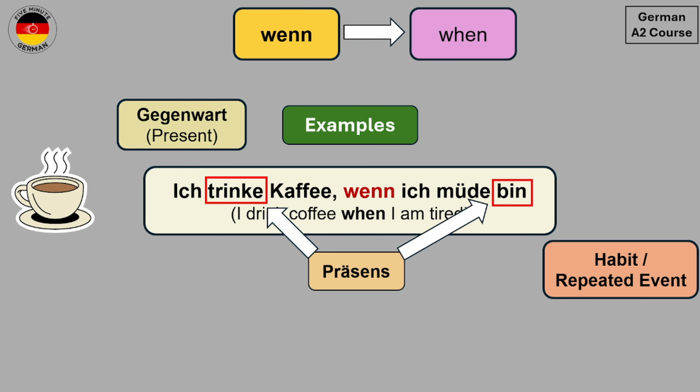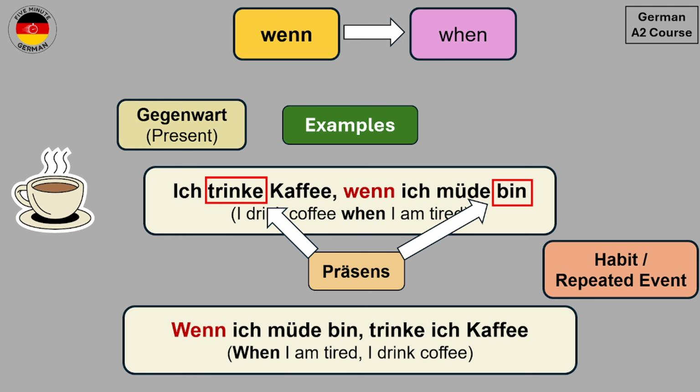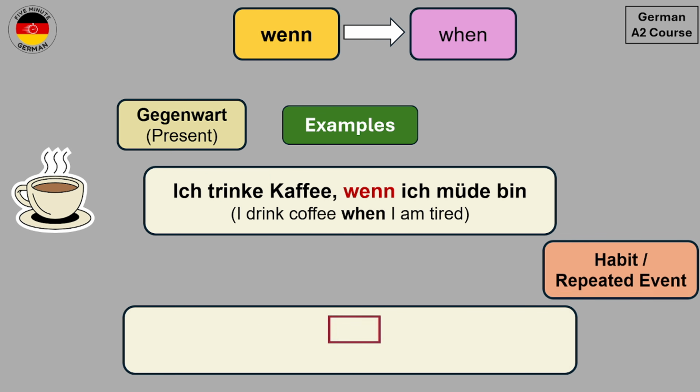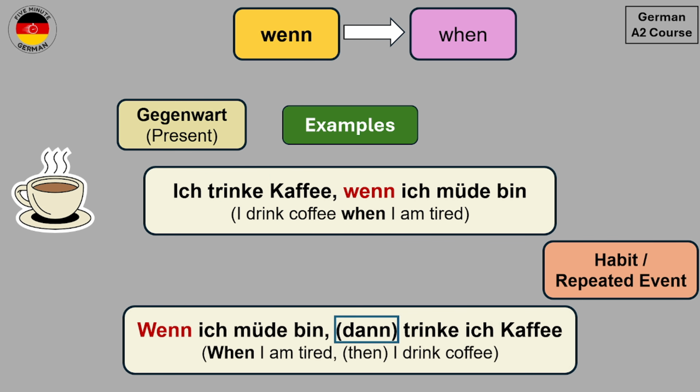Now we can also rewrite this sentence with when at the start. So it will be wenn ich müde bin, trinke ich Kaffee. When I am tired, I drink coffee. And again you see both the verbs are in the present. Now if you want, then in the second part, you can also use dann after the comma. So the sentence will be wenn ich müde bin, dann trinke ich Kaffee. When I am tired, then I drink coffee. But this is optional. So it is up to you if you want to use it or not. But I just wanted to tell you that if you see dann, you don't get confused.